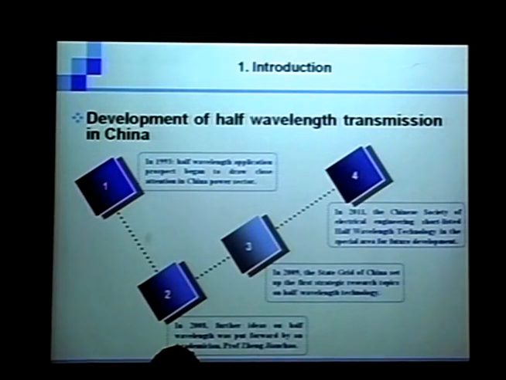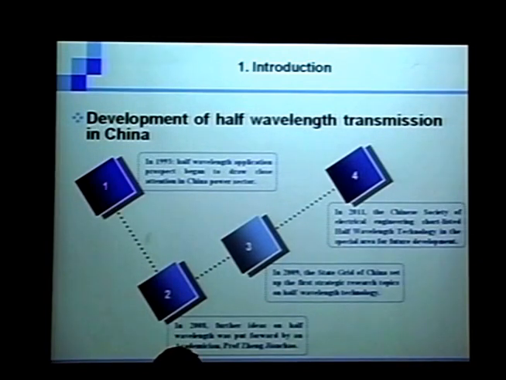In 1993, half wavelength application drew close attention in the power sector of China, especially in the universities and the EPRI of China. And in 2008, further ideas on half wavelength were put forward by an academician of the Chinese Academy of Engineering, Professor Zheng Jianchao. He led the research. And in 2009, the State Grid of China set up the first strategic research topics on half-wavelength technology.